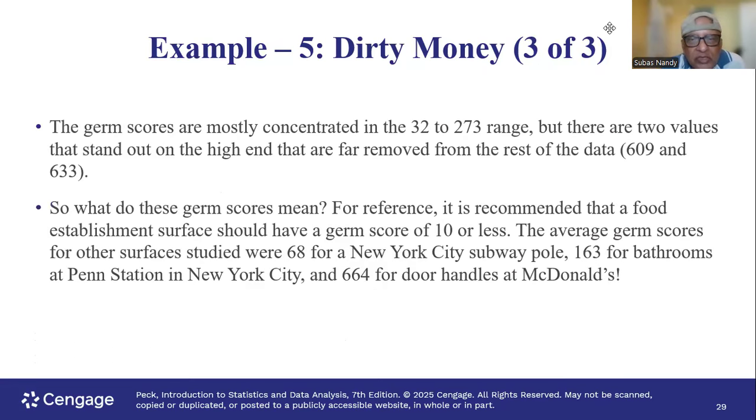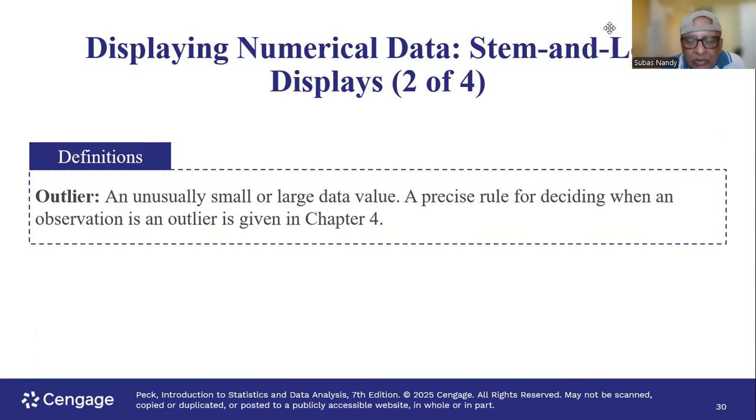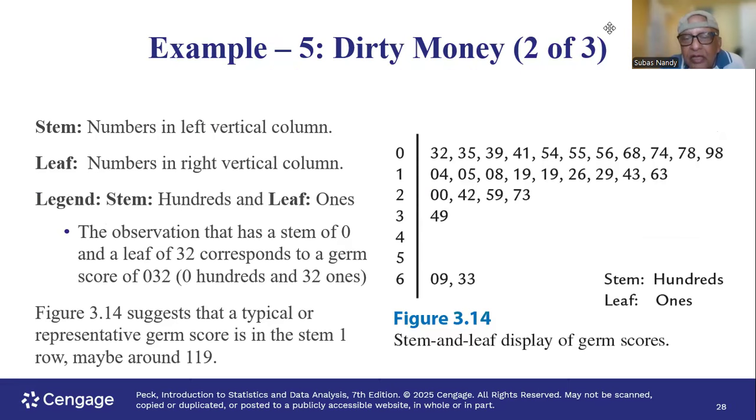The germ scores are mostly concentrated in the 32 to 273 range, but there are two values that stand out on the high end that are far removed from the rest of the data, 609 and 633. That is, these two numbers will have a stem of 6 and leaves of 09 and 33. Okay, so if we go back, look at the class with the stem of 6 on the left of the vertical line and leaves 09 and 33. Those are the two numbers, 609, 633.